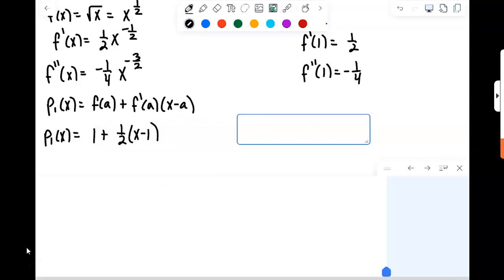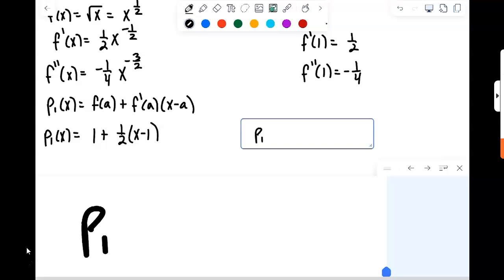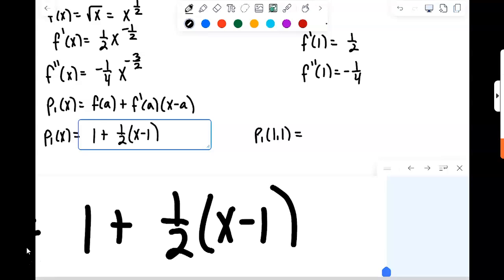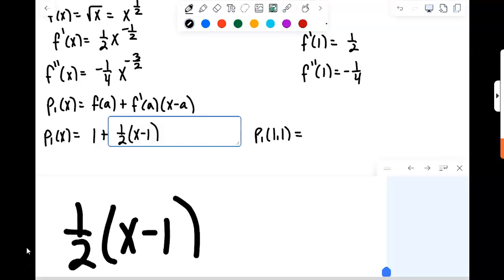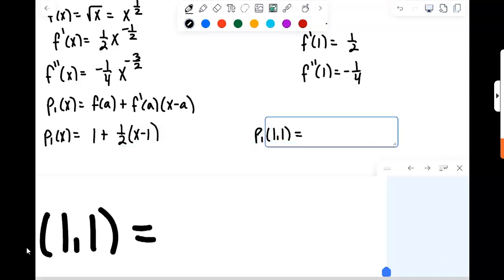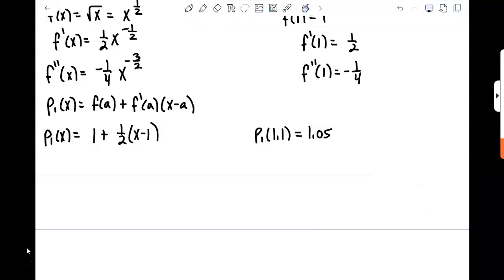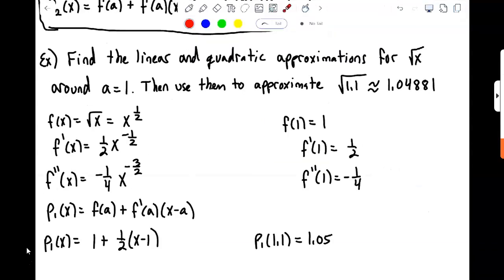This is perfectly fine. It's easy to evaluate. So what would our approximation be if we used the linear approximation for the square root? P1 of 1.1. Well, if you plug that in, that'll be 1 plus 1/2 times 1.1 minus 1, which would be 0.1. So we actually get 1.05, which to 2 decimal places is a pretty decent approximation for the square root of 1.1. It's not great, but it's a pretty good one. At least to 2 decimal places, we're right on.